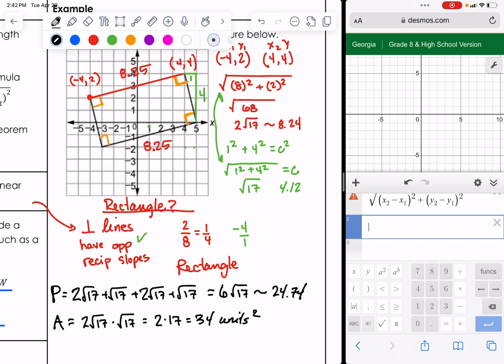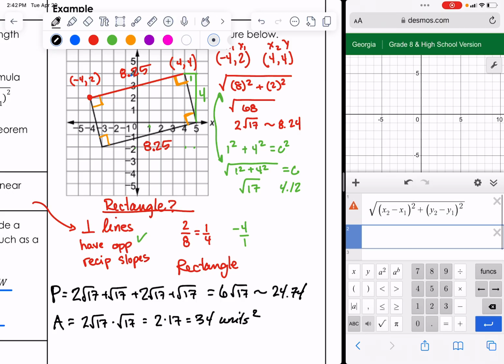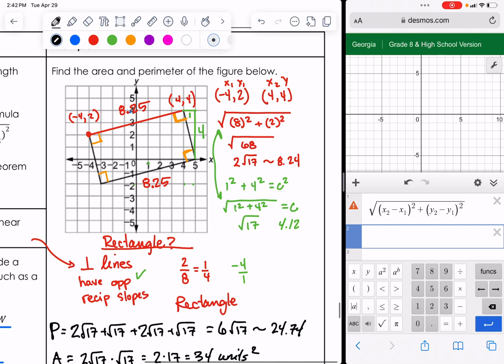Now, we can do all of this in Desmos as well. We're not going to be able to get the exact simplified answer, but we can get a rounded answer, which can help us find the correct answer choice on the test. Here you can see that I already have the distance formula typed in to Desmos, which you can do directly off the formula sheet. And then all you have to do is go through and take your x1, y1, x2, and y2 and define them in Desmos.